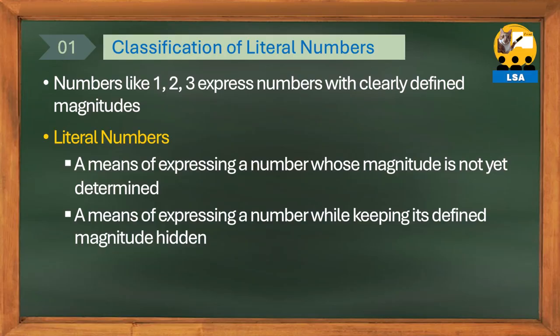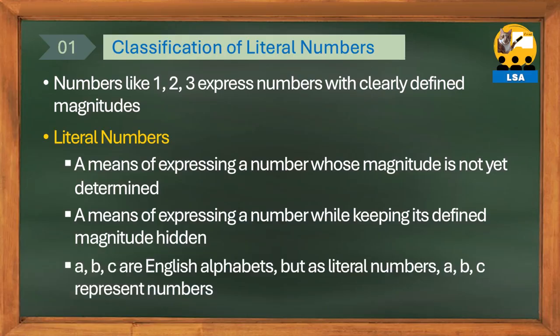When expressing numbers with letters, the letter used becomes a literal number, not just a letter, so it must be distinguished from a normal letter. A, B, C are English alphabets and letters, but when we say literal numbers, A, B, C, the A, B, and C here are not alphabets but symbols expressing numbers. You can distinguish them, right?